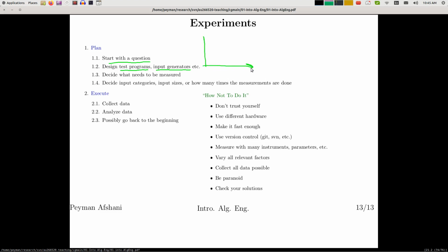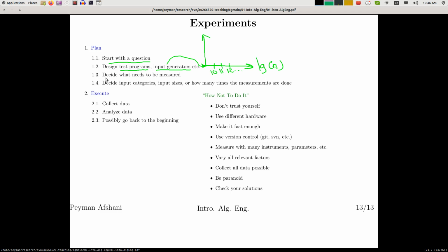So for example, you want to get this plot where you have the log of the size of the input. So for example, you want to start from 10 to the 10, 10 to the 11, or 2 to the 10, 2 to the 11, etc. input sizes. And to generate each one of these inputs, you need to have an input generator that generates these inputs for you. And once you decide that, you need to know what you want to measure.